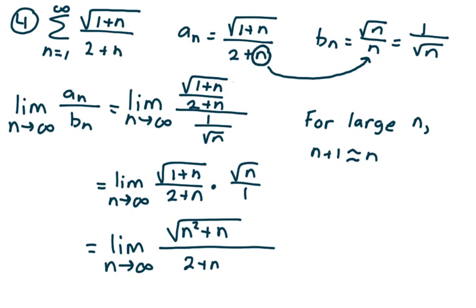So that's my candidate. If I look at the limit as n goes to infinity of a sub n over b sub n, I get the limit as n goes to infinity of square root of 1 plus n divided by 2 plus n, divided by 1 over the square root of n. But that's the limit as n goes to infinity of square root of 1 plus n divided by 2 plus n, times square root of n over 1. But that's the limit as n goes to infinity of square root of n squared plus n divided by 2 plus n. So going right along.